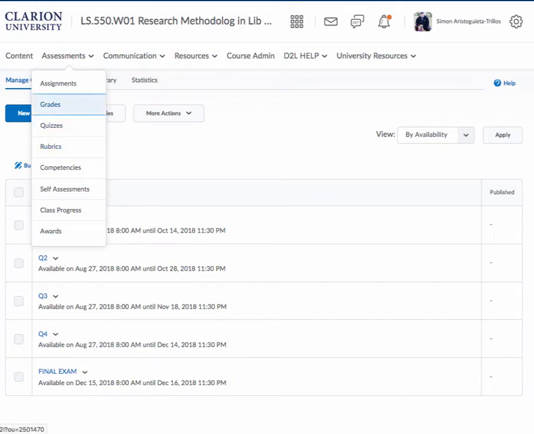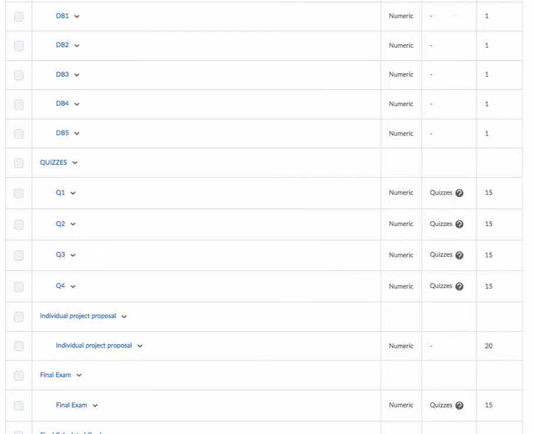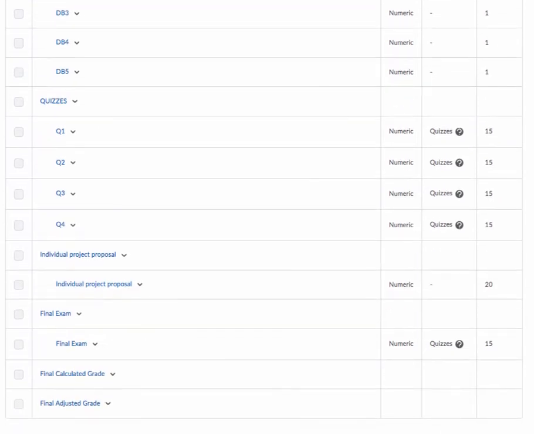Okay, so here are the grades. Each DV is worth 1 point if you complete 2 postings, an initial post and feedback to one of your classmates. If you only do 1 post, you get 0.5. Then we have the quizzes. Each one is worth 15 points. Finally, the individual project or research proposal is worth 20 points. And the final exam is just like another quiz, but comprehensive, and is worth 15 points.